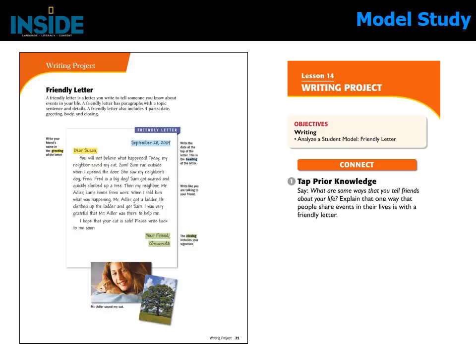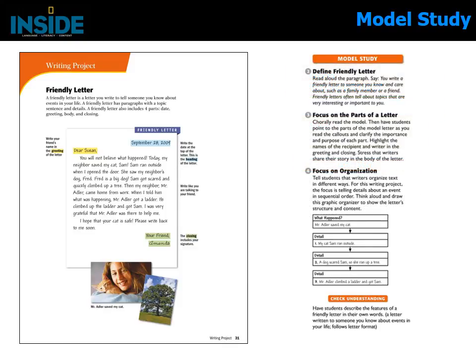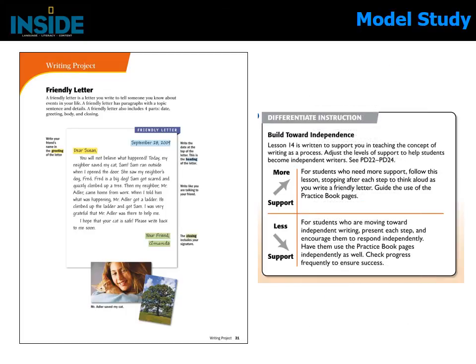First, students make connections to the type of writing they'll be doing. Then, it's time to define the writing and identify the key areas of focus. Notice that the model includes callouts that help identify key features of the piece. As you can see here, opportunities to differentiate instruction are built right into the teacher's edition.